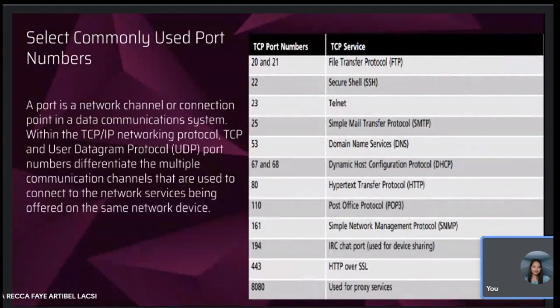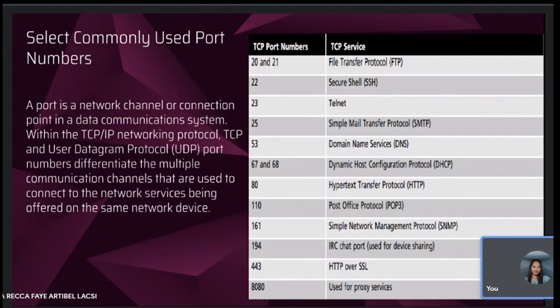Now, these are the select commonly used port numbers. So, a port is a network channel or connection point in a data communication system. In the TCP networking protocol and the User Datagram Protocol, or UDP, port numbers differentiate the multiple communication channels that are used to connect to the network services being offered on the same network device.